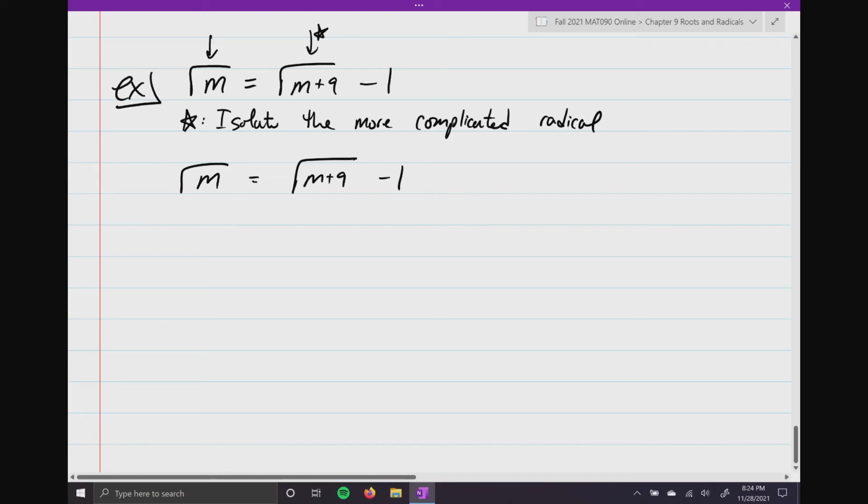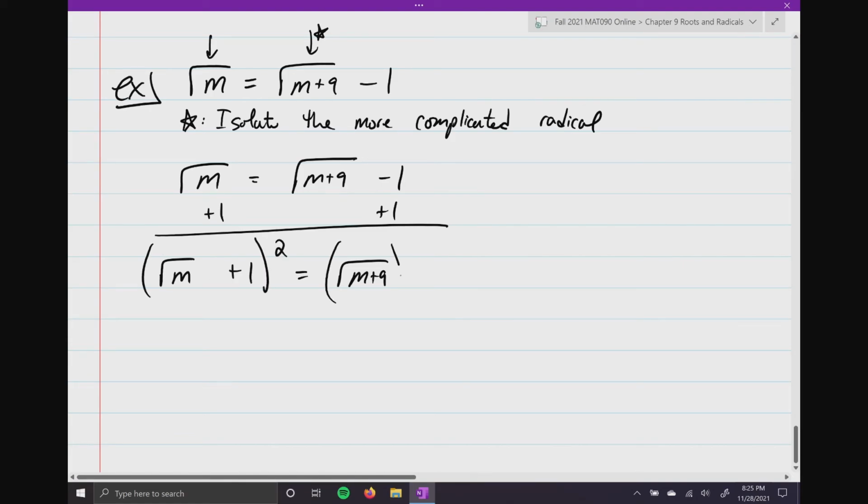And then I'm going to isolate the square root of m plus 9. So I will add 1 to both sides. So that's going to give me the square root of m plus 1 equals the square root of m plus 9. Now, the reason why I wanted to do that is because in step 2, when we square both sides, on the right-hand side we get m plus 9, so it's already simpler.